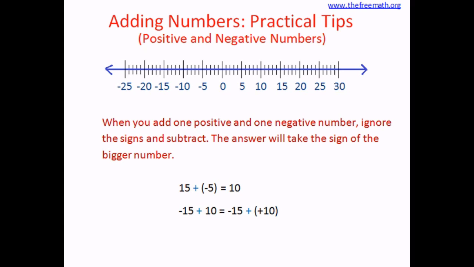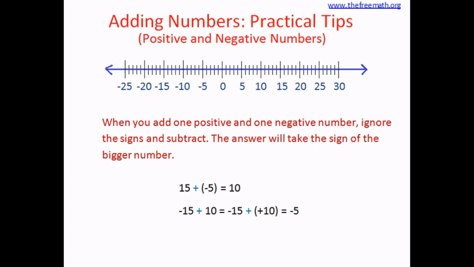Now subtract 10 from 15. That means the answer of the subtraction is 5. Now this answer is going to have the sign of the bigger number, the bigger number without the sign. Without the sign, between 15 and 10, 15 was the bigger number. And the sign of 15 is negative. That means the sign of our answer is also negative. So the answer is -5.